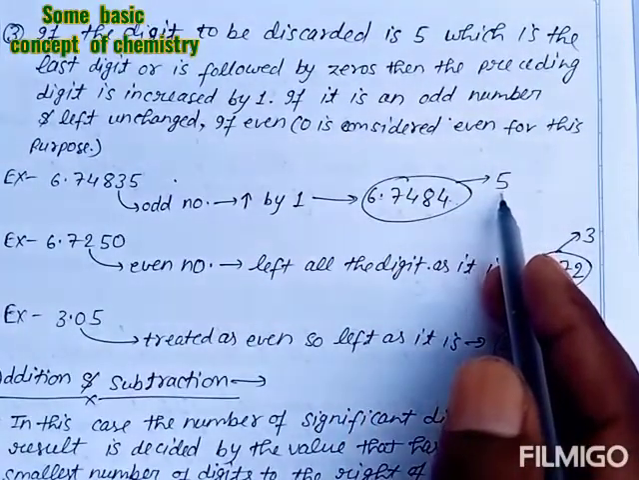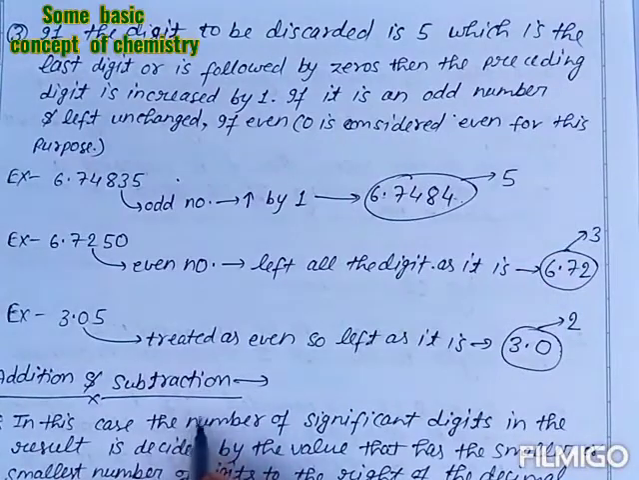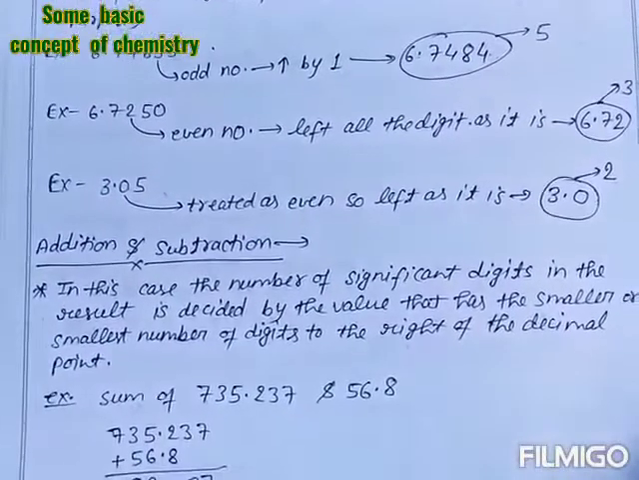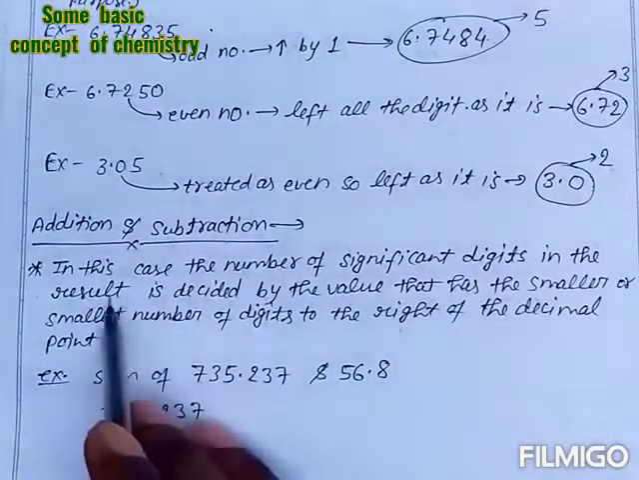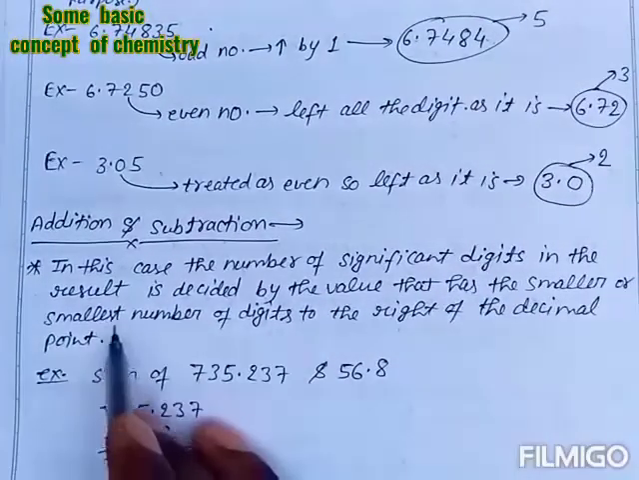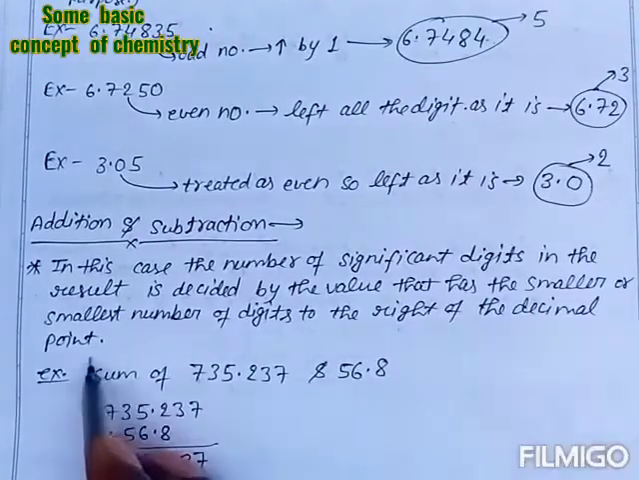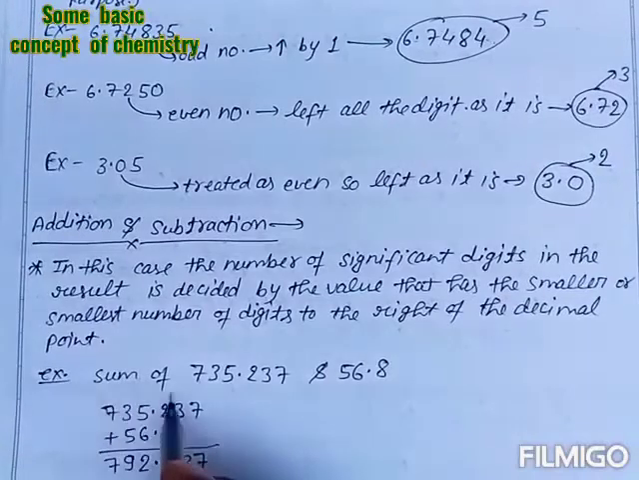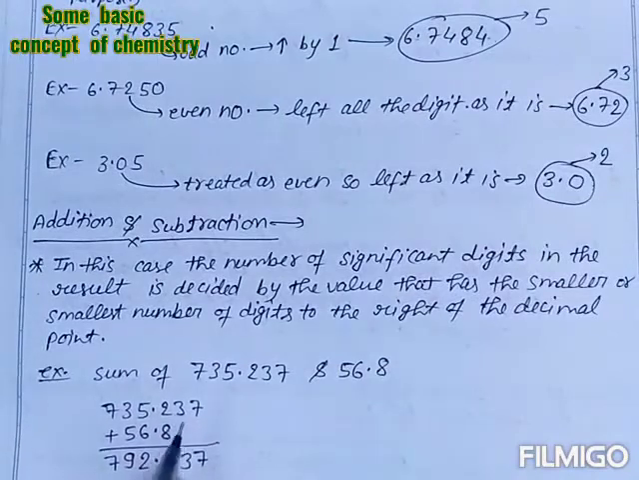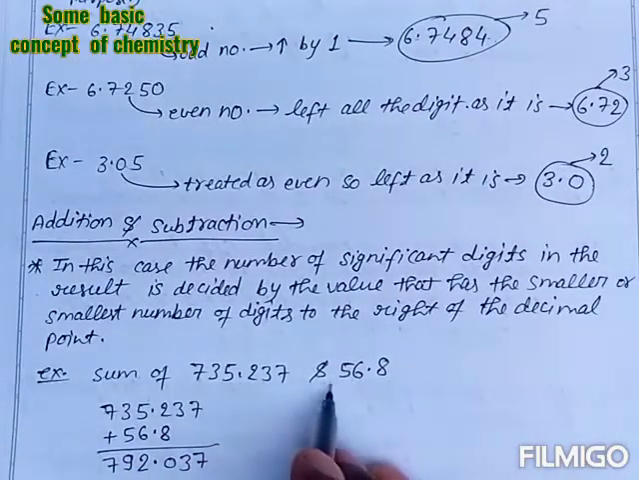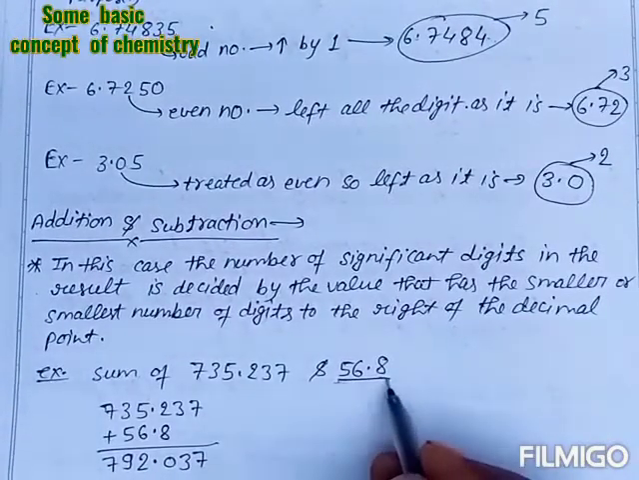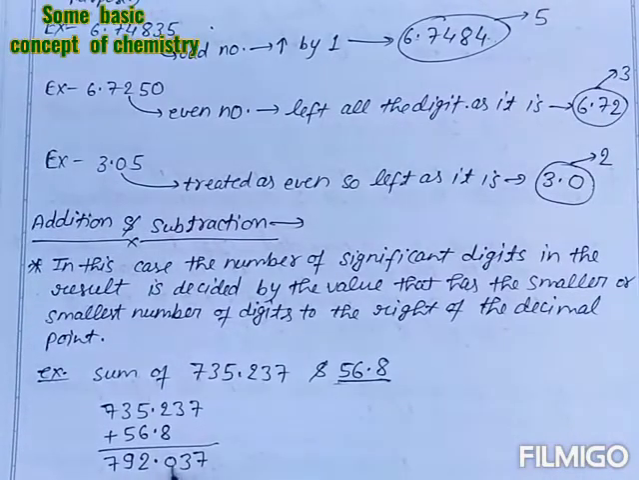Now addition and subtraction. It is a very easy topic, and you can calculate it in an easy way. In this case, the number of significant digits in the result is decided by the value that has the smallest number of digits to the right of the decimal point. Listen. First, the sum of 735.237 and another number: you will add these two numbers, and after adding, you will choose the smallest one. Rounding off is done according to the smallest number. So the answer will be 792.037.